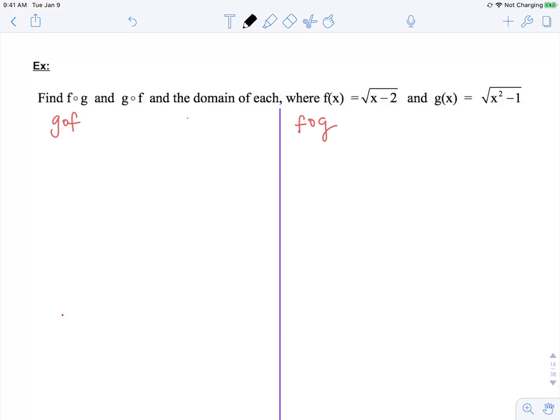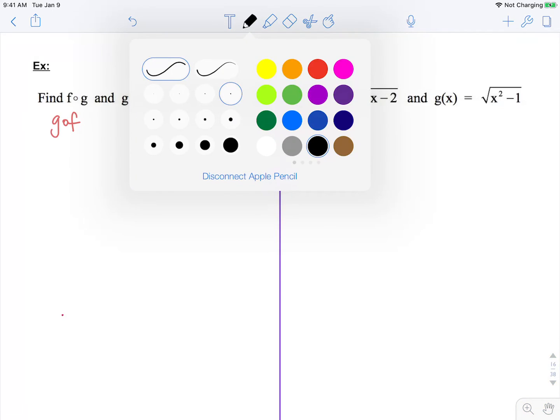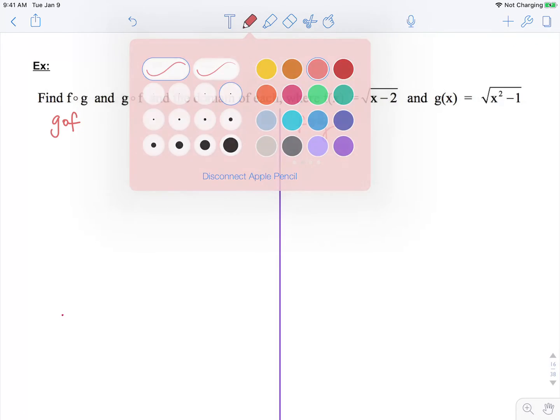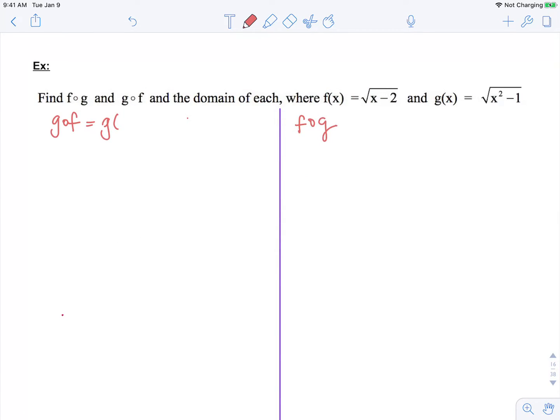On this page, we want to find f of g and g of f in the domain of each, given these two functions. I'm splitting the page in half so we can do both, and I'm starting with g of f first because it is easier. So g of f is the same as g of f of x. So remember, that is g of x with f of x plugged in instead of x.